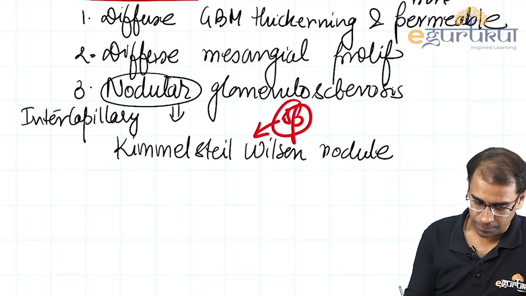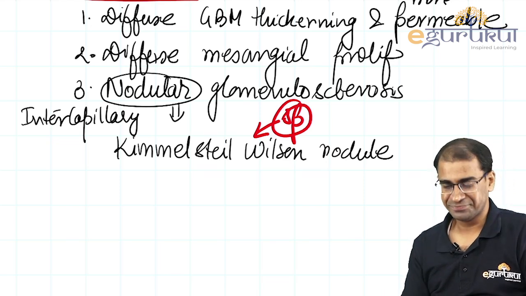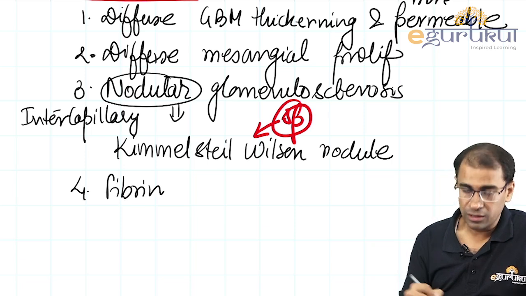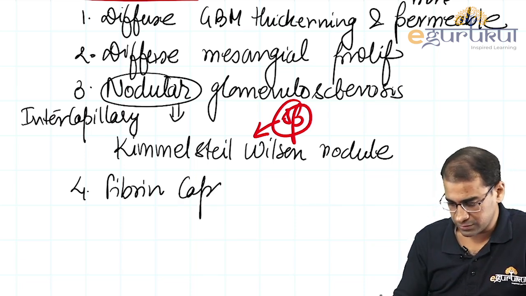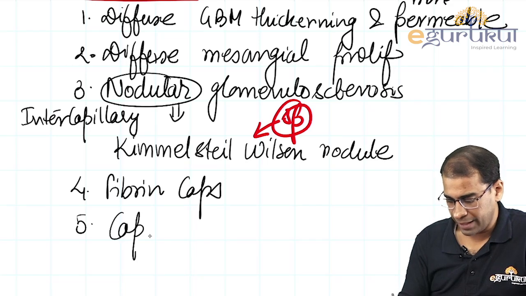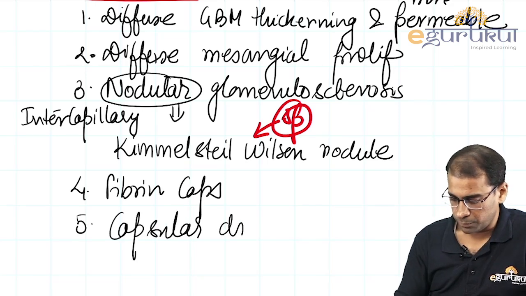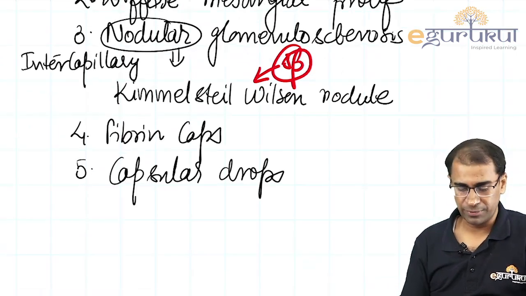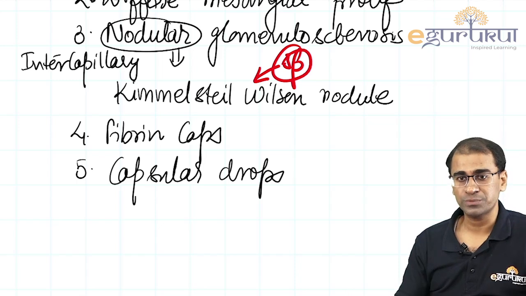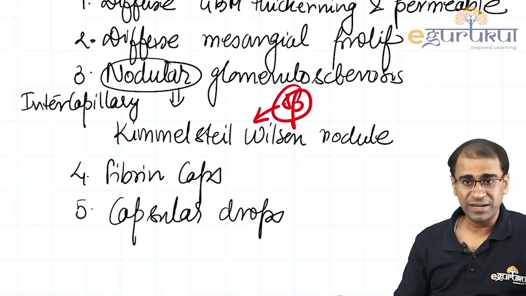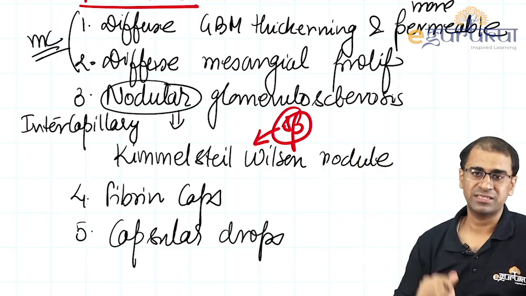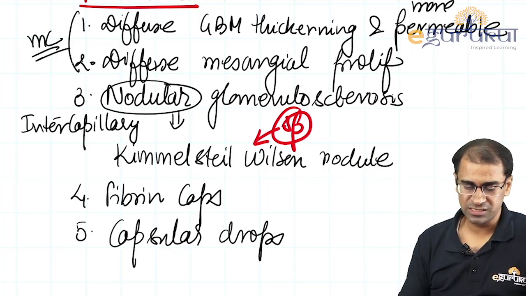The fourth one is fibrin caps, and the fifth one is capsular drops. These 5 findings are there in diabetes, among which these 2 are the most common findings, and the specific finding is the Kimmelstiel-Wilson lesion.